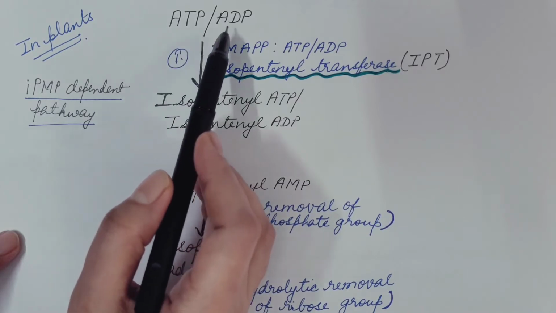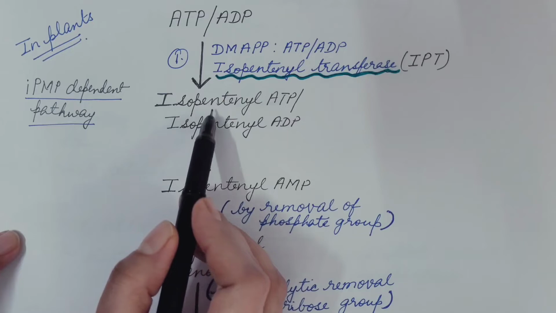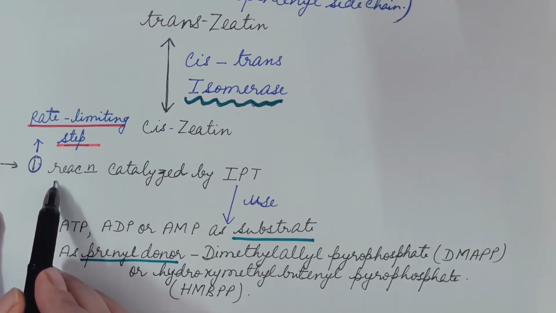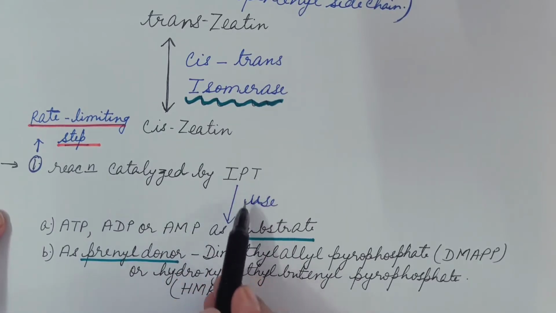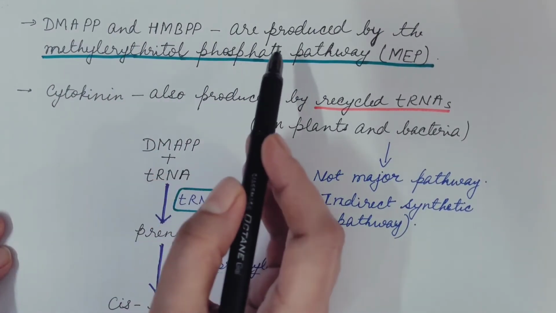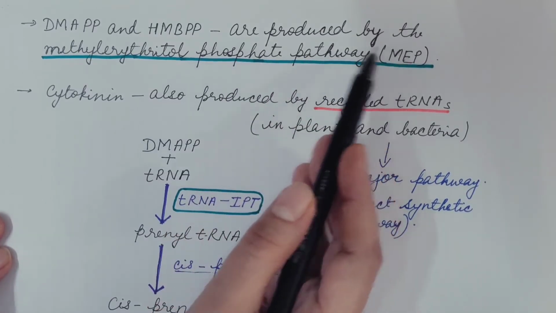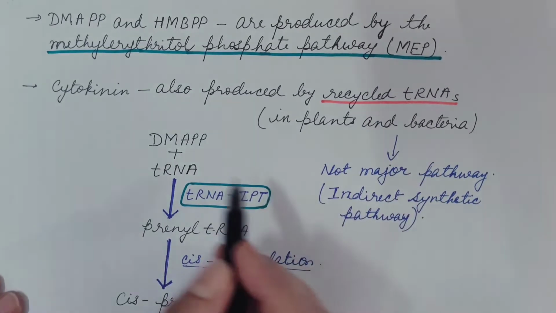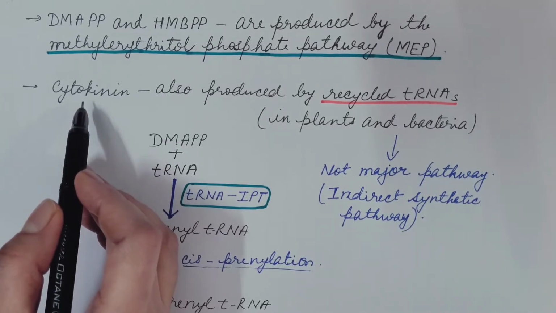Here, if we see the first step, ATP or ADP plus DMAPP is converted into isopentenyl ATP or isopentenyl ADP. This first step is the rate limiting step. We have already seen that this step is catalyzed by the enzyme isopentenyl transferase. Here, ATP, ADP or AMP is used as substrate and the prenyl donor in this step is dimethyl allyl pyrophosphate, DMAPP, as discussed in the above pathway, or sometimes hydroxymethyl butenyl pyrophosphate, that is HMBPP. DMAPP and HMBPP that are used in the first step are produced by the methyl erythritol phosphate pathway, in short MEP pathway.